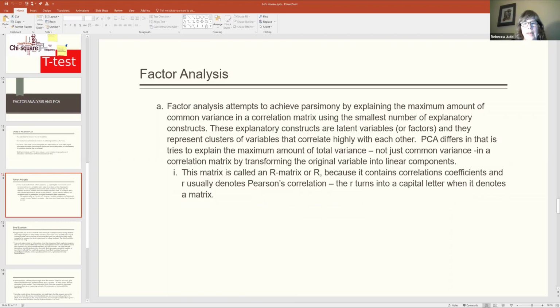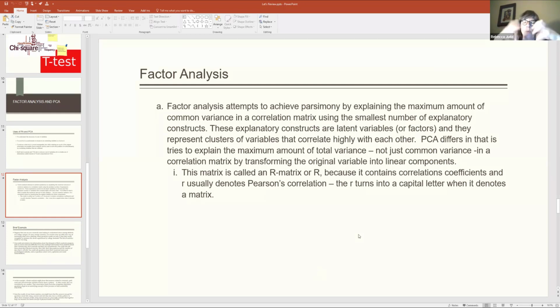That word parsimony, I just love that word parsimony. You want the most impact with the least amount of complexity, basically, is what that stands for. And again, these are the latent variables or the factors that we're trying to explain with the least amount of measurement possible. So it's always the latent variables.